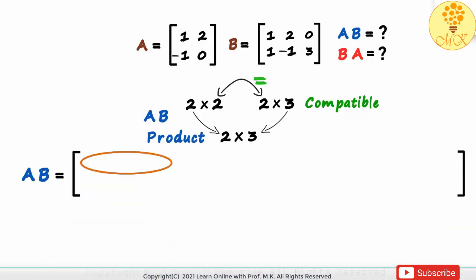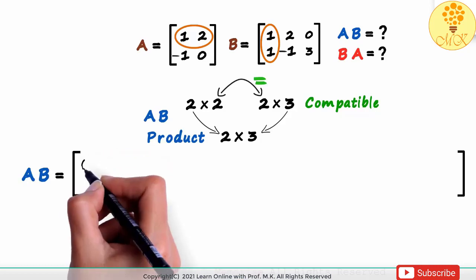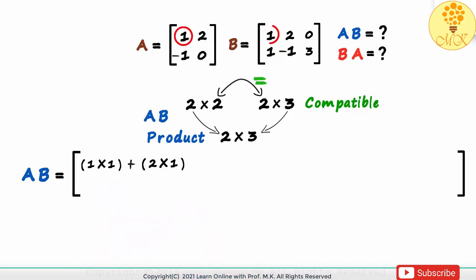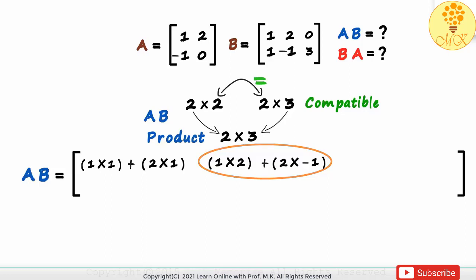What will be the 1/1th element of the resulting product? It will be the first row of the first matrix multiplied by the first column of the second. It will be 1 times 1 plus 2 times 1. We multiply this number with this one and then this one with this. We have multiplied the first row with the first column. Now for the 1/2th element, we multiply the first row with the second column. We get 1 times 2 plus 2 times minus 1. This sum will be the 1/2th element.